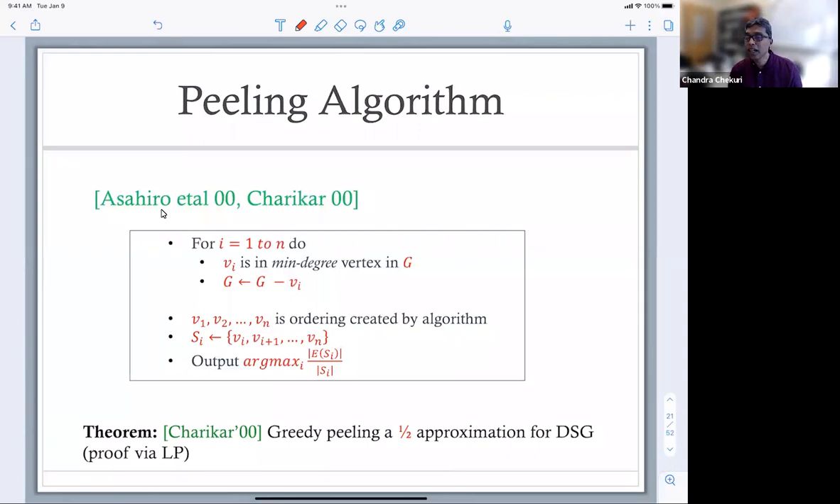Very simple. You start with the graph, and you take out the minimum degree vertex and put it aside. Then in the remaining graph, take out the minimum degree vertex and put it aside. So you're peeling away the minimum degree vertex at each step. At the end, you get an ordering of the vertices, v1, v2, ..., vn. And then once you get the ordering, you look at all possible suffixes of this ordering and take the best suffix in terms of the density.